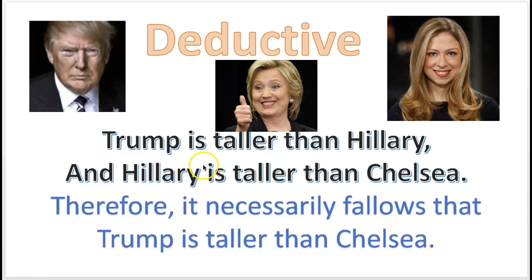Okay, here's an example of a deductive argument. Trump is taller than Hillary. And Hillary is taller than Chelsea. Therefore, it necessarily follows that Trump is taller than Chelsea. Now you notice that is a deductive argument. Notice the conclusion here. It necessarily follows that Trump is taller than Chelsea. Also, you can recognize that it's a deductive argument from the inferential claim of the premises to the conclusion. If you don't know what that means, don't worry about it, or go back and watch video number 2.